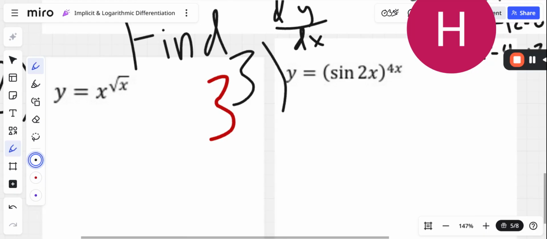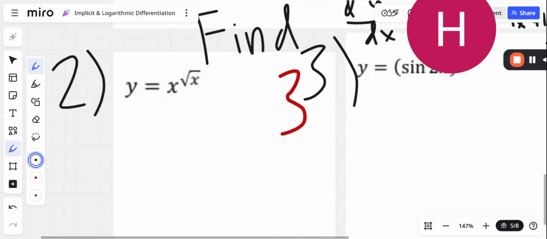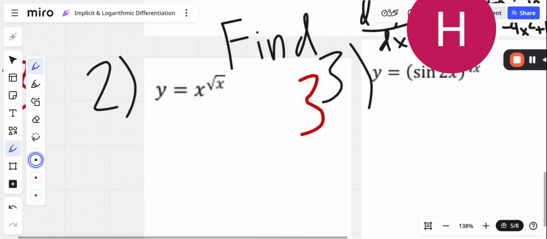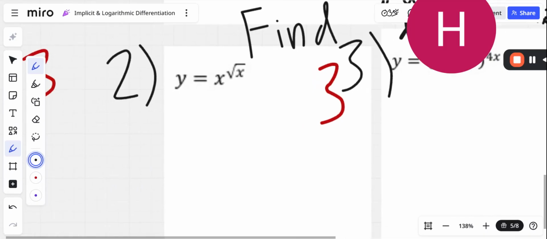These are neither power functions, which have x as a base and a constant as a power, nor exponential, which has a constant as a base and a variable in the power. This is kind of a hybrid. It has a variable in the base and a variable in the power. So we have to use the technique called logarithmic differentiation along with the implicit ideas that we looked at earlier.